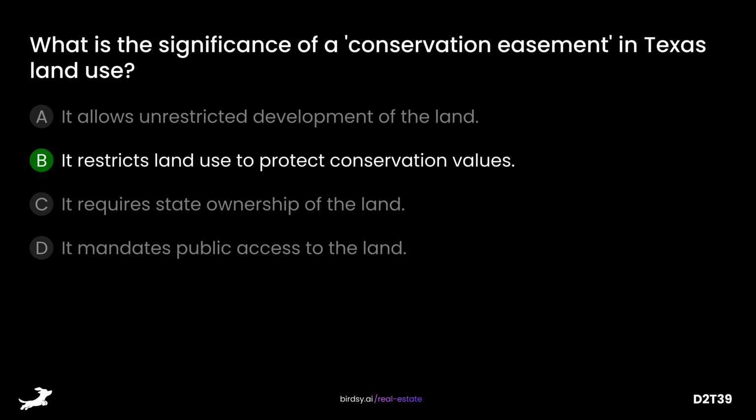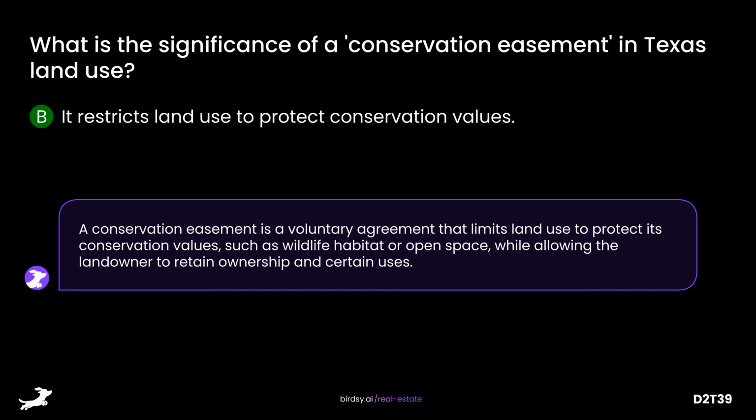The answer is B, it restricts land use to protect conservation values. A conservation easement is a voluntary agreement that limits land use to protect its conservation values, such as wildlife habitat or open space, while allowing the landowner to retain ownership and certain uses.